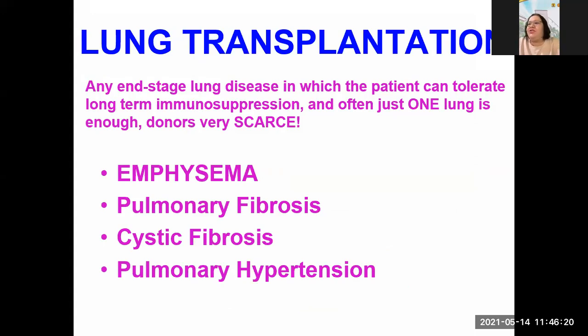And in lung transplantation, any end-stage lung disease in which the patient can tolerate long-term immunosuppression, and often just one lung is enough. Donors are very scarce. It's very hard to get donors for lung transplant. So who are the people that may need lung transplantation? If you notice, these people are suffering from long-term or chronic lung disease like emphysema, pulmonary fibrosis, cystic fibrosis, and those suffering with pulmonary hypertension. And these can be debilitating. They need lung transplantation, but it's very difficult to get a donor.